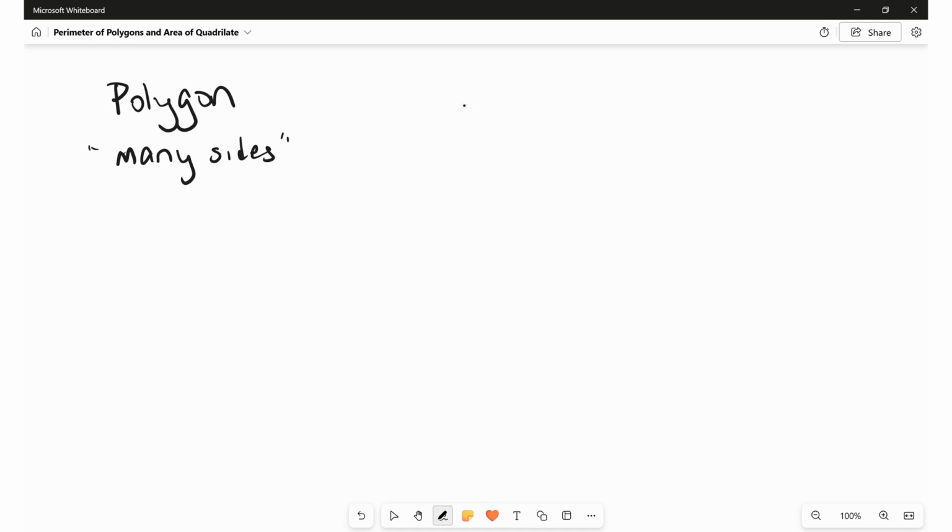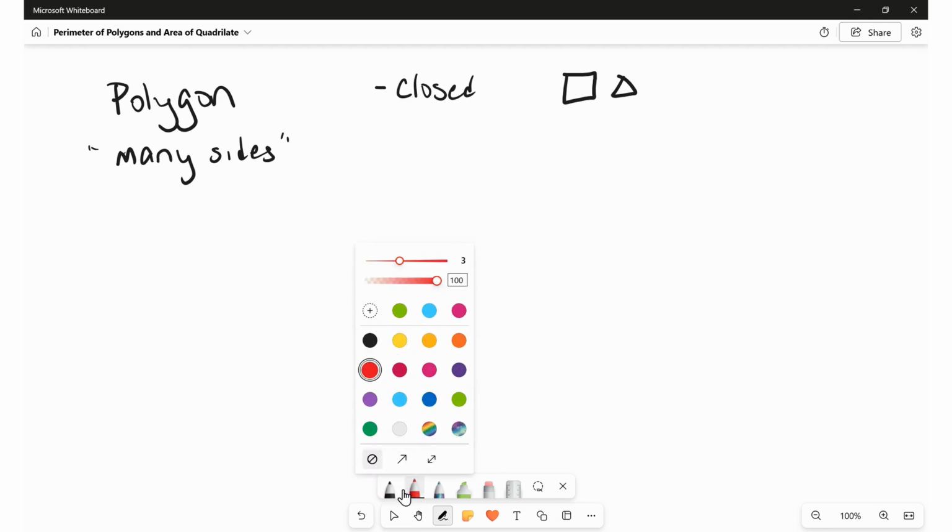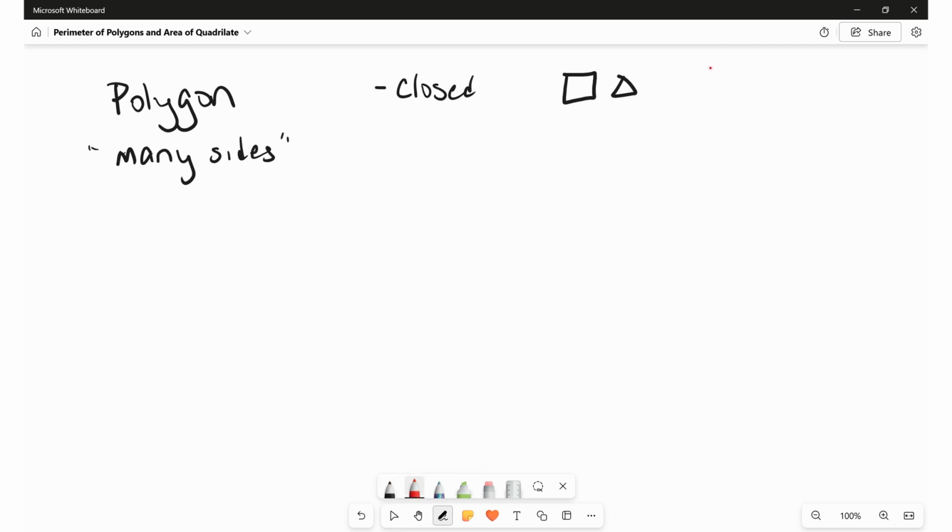Okay. So polygons, there's a couple of things. They are closed figures. So think something like this or like this. Something like this is not a polygon because this is not closed.